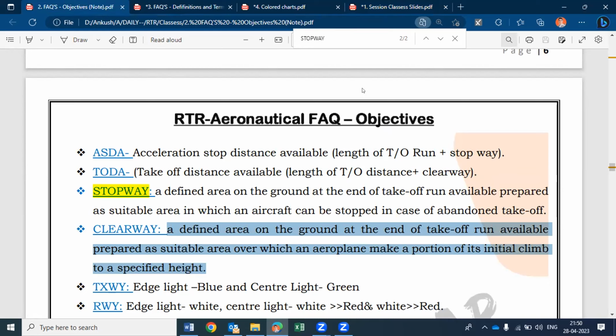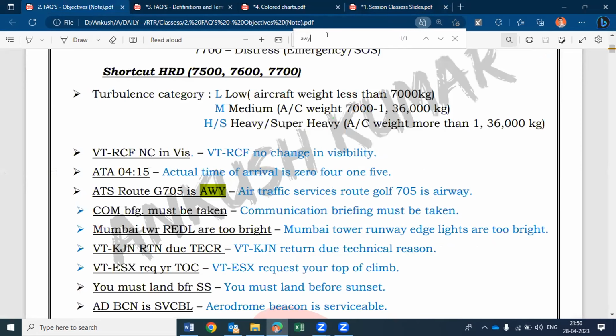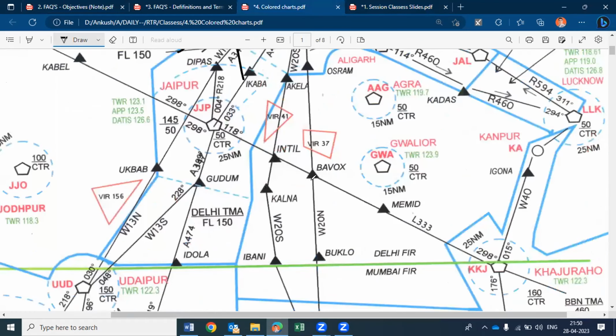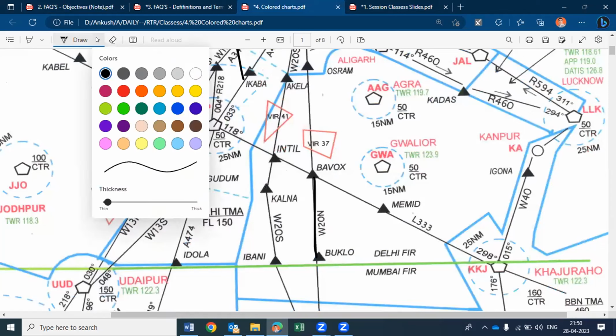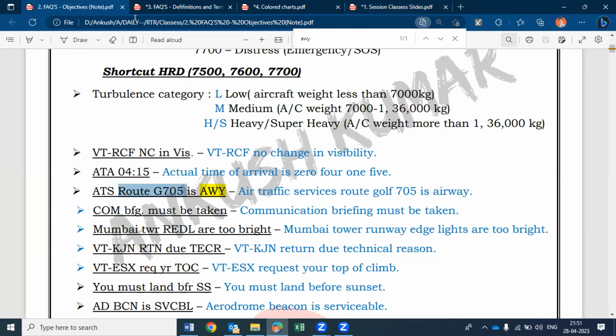Let me show you that question directly so that you can understand what is the importance of this airway. See what is written there. ATC route, air traffic services route, Golf 705. What is route in actual? This is the route. We'll come to this later. This is an airway. For certain airfield, route 705 is an airway.